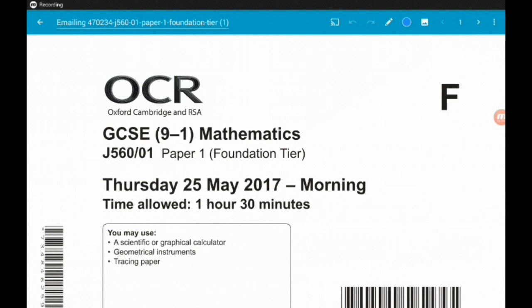Hey there guys, running a bit of an experiment here with an OCR past paper.